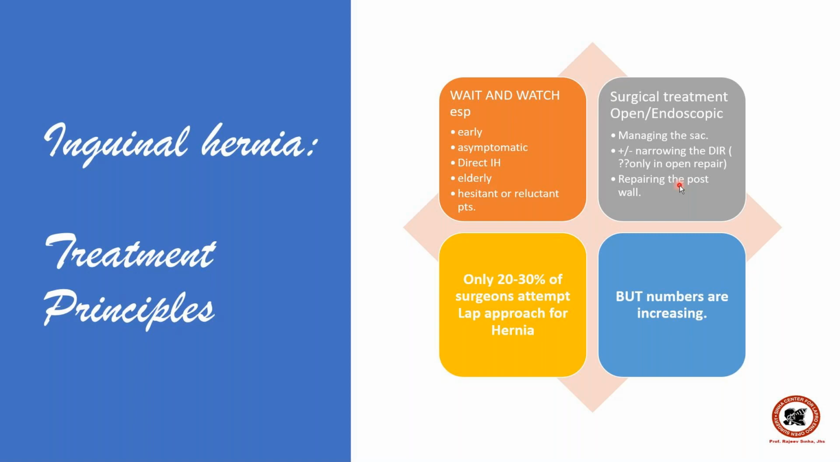Now, only 20-30% of surgeons attempt a laparoscopic approach. That is also true. It's now approaching towards 30%, but still, the majority of surgeons are still doing an open hernia repair. So we have to know what open hernia repair is all about. But whether it's fortunate or unfortunate, more and more surgeons are now trying to do a laparoscopic hernia repair.